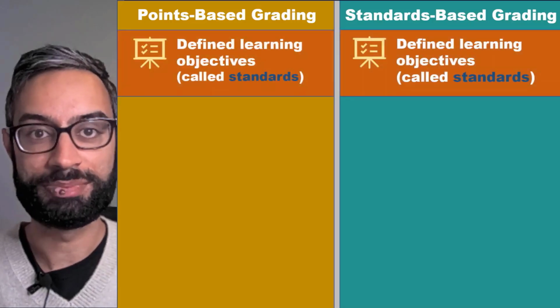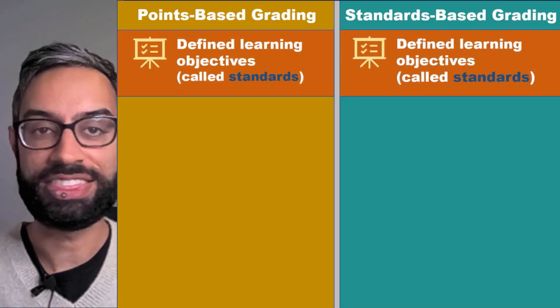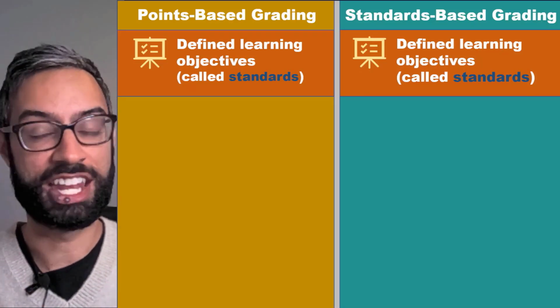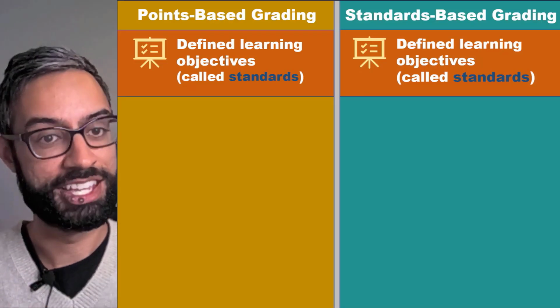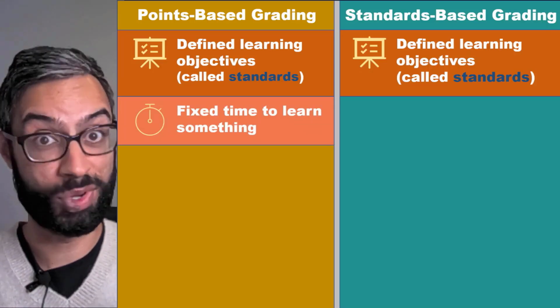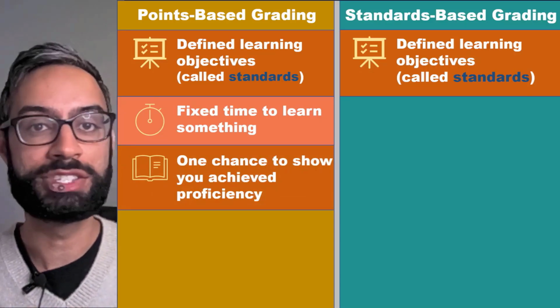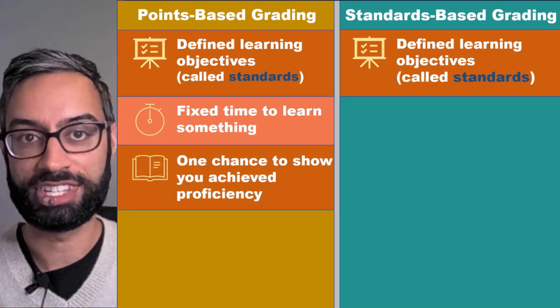In both systems, instructors start with a set of learning objectives, things that they want students to be able to do, and I'm going to call these standards. In a points-based system, students have a fixed amount of time to learn something before they get tested on it. And on the test, they have one opportunity to demonstrate that they are proficient at those skills.